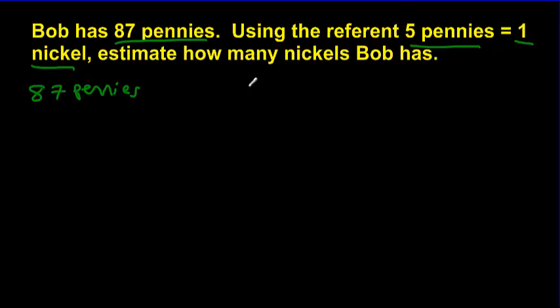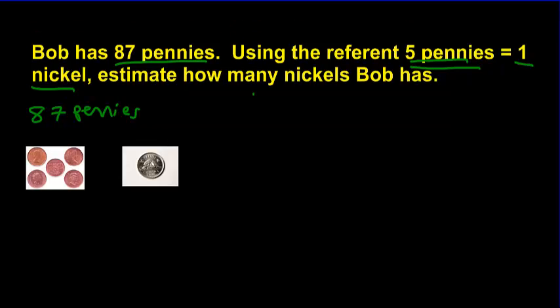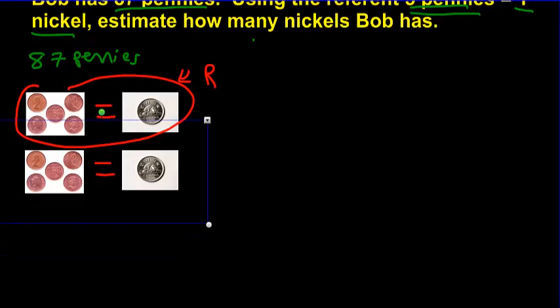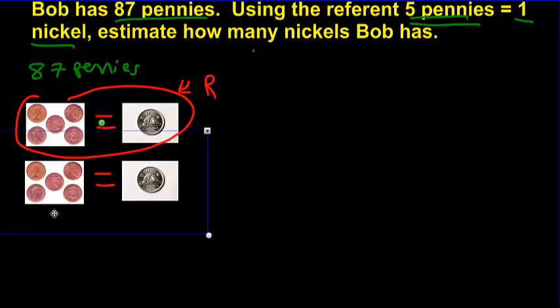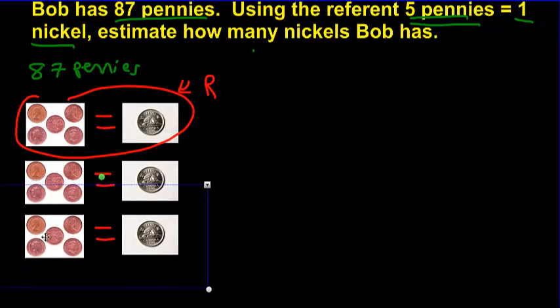And what's our referent? Our referent is right here. It's 5 pennies is equal to 1 nickel. And this is going to act as our reference. So now I've expanded my referent. I've got 10 pennies. Now I got 15, 20. Oh, we got to make more here.